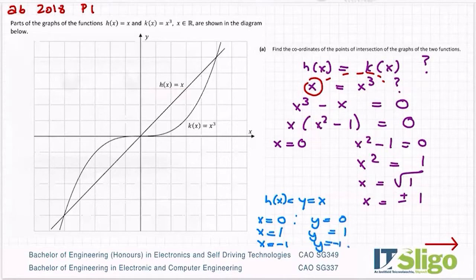Okay, because in functions, this is your h of x axis, or your k of x axis, or your y axis. So y is always your function. So y is equal to x in this one. So to write down coordinates then, I have 0, 0, I have 1, 1, and I have minus 1, minus 1. So they are the points of intersection of the graphs: minus 1, minus 1; 0, 0; and 1, 1.